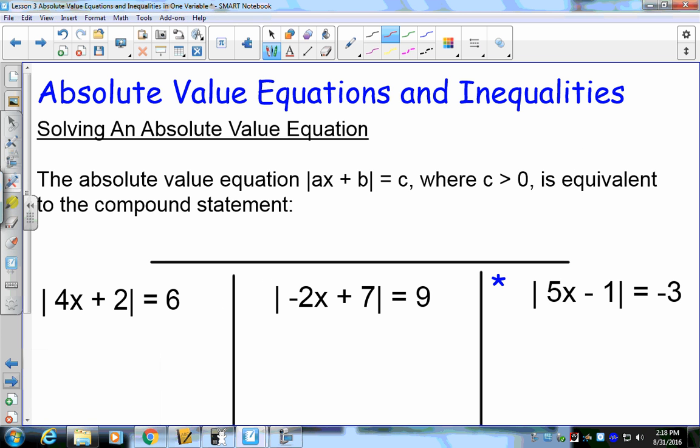All right, so we're going to start off by solving just some basic absolute value equations. Okay, so when we're solving an absolute value equation, we have the equation, the absolute value of a times x plus b is equal to c, where c is greater than 0. And it's equivalent to this compound statement.